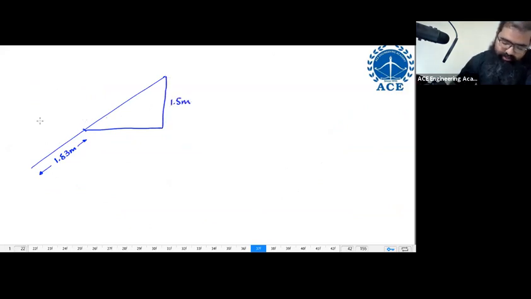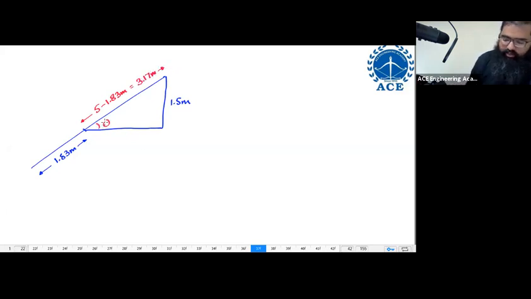If 1.83 meters is the answer, this is the rod you are having. This distance x was equal to 1.83 meters. I'm completing this triangle. We know this is 1.5 meters. This distance over here is 5 minus 1.83 meters, which is equal to 3.17 meters.